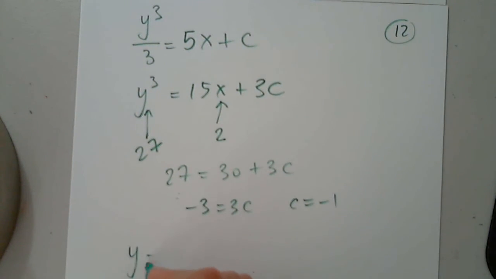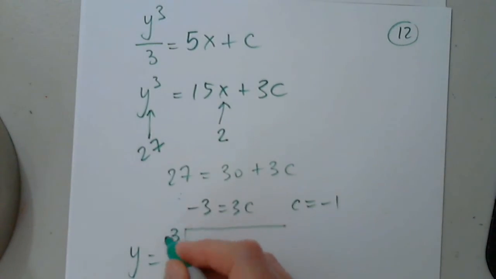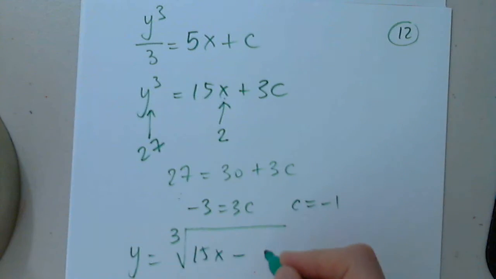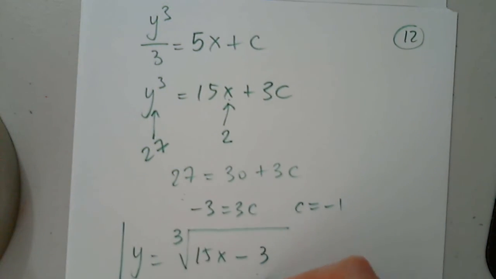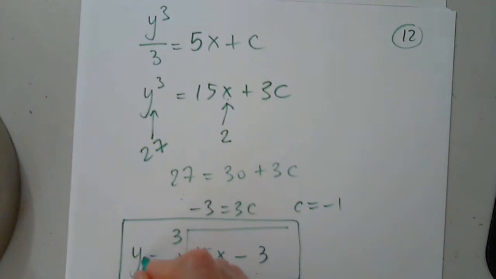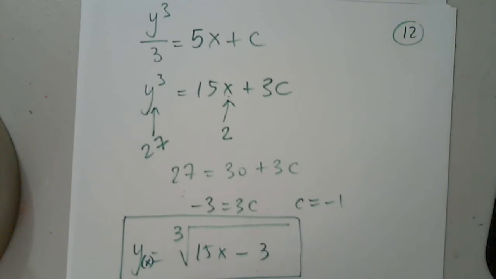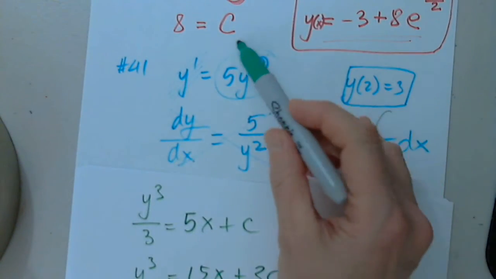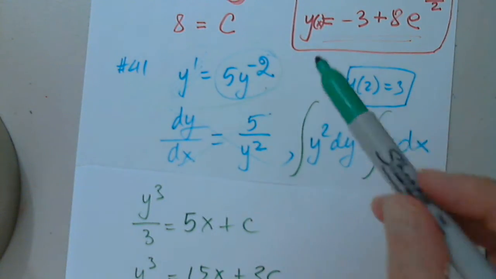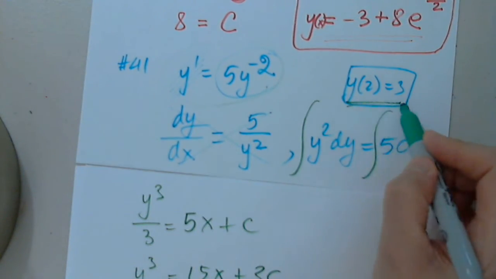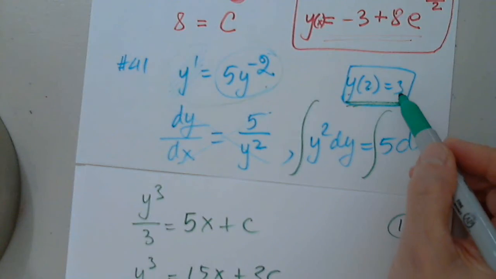So then y equals the cube root of 15x minus 3. And this is the unique solution. Of course, this is a function of x. So this is the only function that verifies this differential equation and has the initial condition y of 2 is 3.